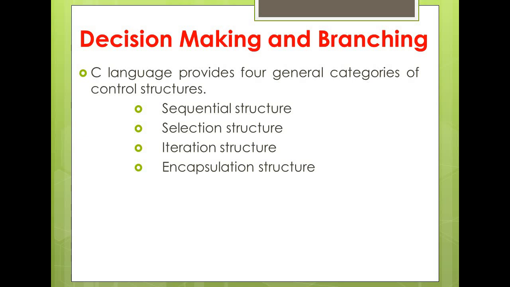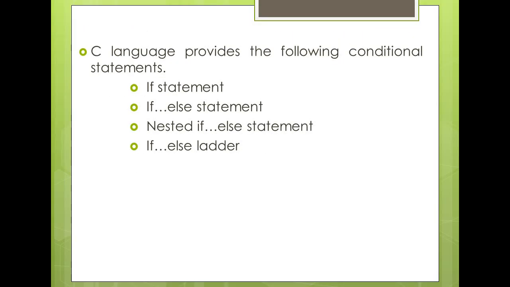In the iteration structure, statements are repeatedly executed, for example, a for loop. And the final one, the encapsulation structure, in which other compound statements are included. For example, we can include an if statement in a for loop or a for loop in an if statement. C language provides the following statements: if statement, if else statement, nested if else statement and if else ladder.